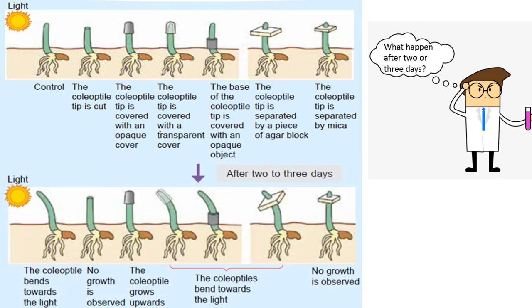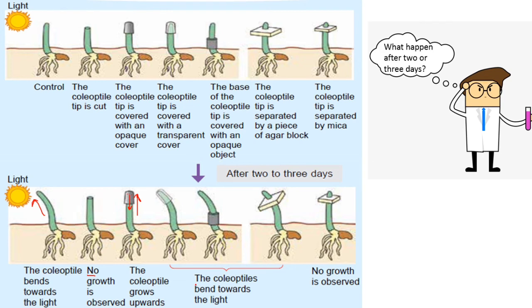for the control experiment, of course the coleoptile bends toward the light because that is the control experiment. For number 2, the tip is cut, so no growth because no tip, no auxin. For the third experiment, the coleoptile grows upwards because the opaque cover covers the tip from receiving sunlight. The opaque object prevents the sunlight, so the coleoptile will grow straight. The auxin will be produced inside the tip and diffuse to the elongation zone.